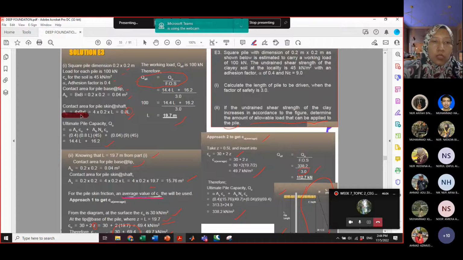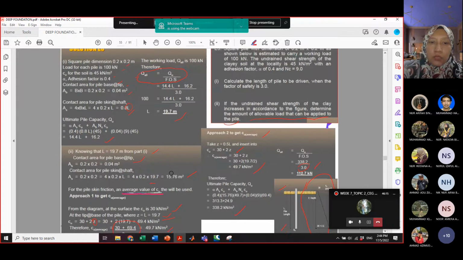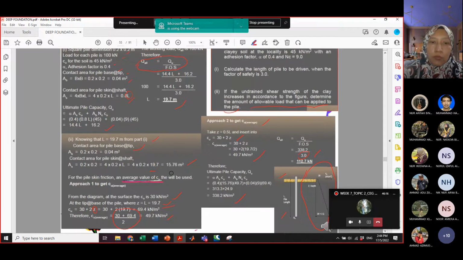So it is totally different from a circular pile. If you have a circular shaft, the formula can no longer be used like this. So you have to be careful when you want to solve the analysis for different types of piles.